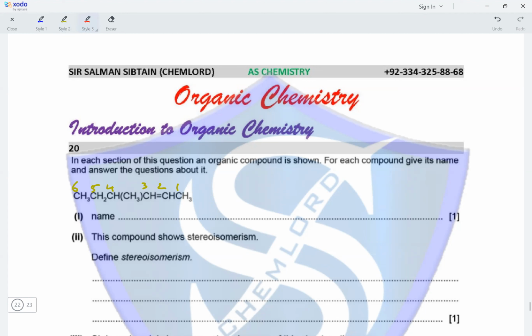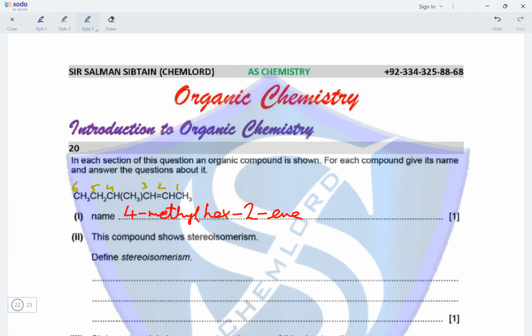So the name of this alkene would be 4-methyl hex, and the double bond is present on the second carbon atom. So 4-methylhex-2-ene. This compound shows stereoisomerism.